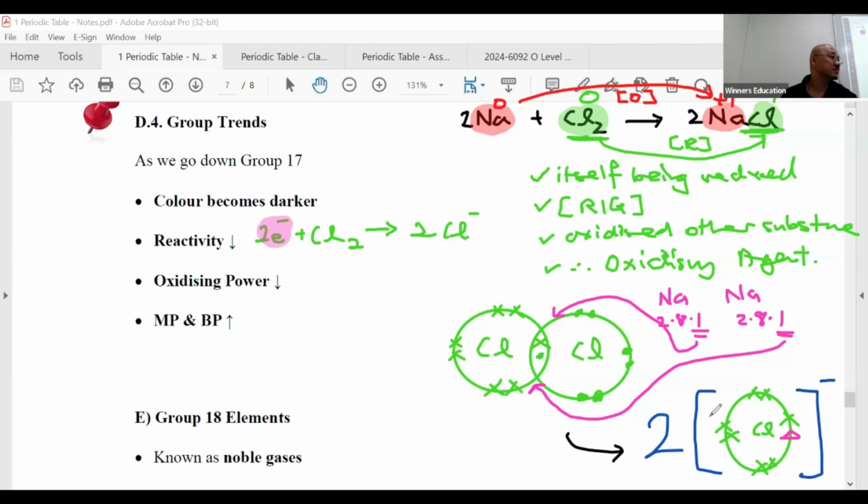You gain electron from whoever, in this case, the reaction with sodium. So sodium gives electron to the chlorine. Each of the chlorine atoms will take in one electron from each sodium, and then form your two chloride ions.